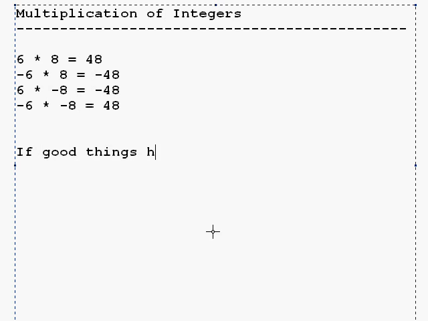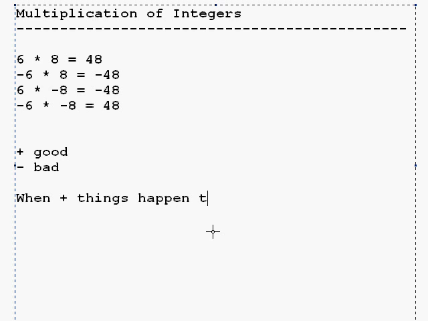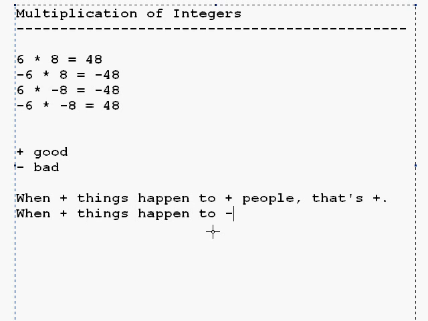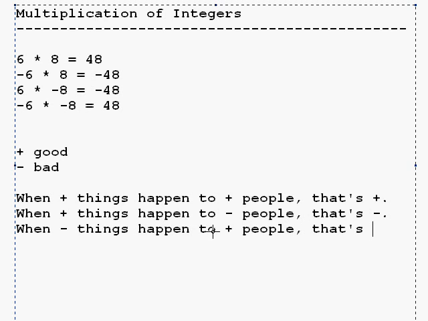Let's say plus means good and negative means bad. When good things happen to good people, that's good. When good things happen to bad people, we're going to say that's bad. When bad things happen to good people, that's bad. And when bad things happen to bad people, that's good. It's just a way to remember it.